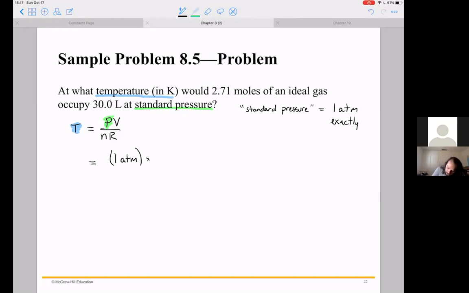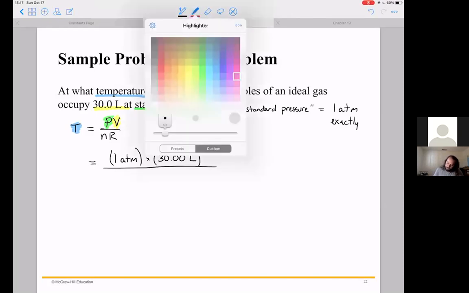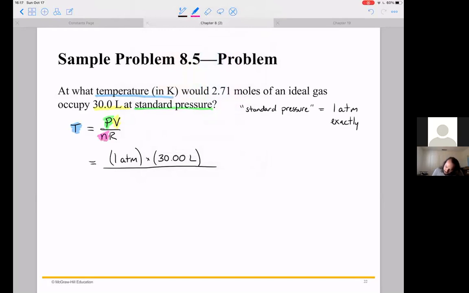Times the volume, that's 30 liters, 30.0 liters, divided by the number of moles, which is 2.71 moles, times R.